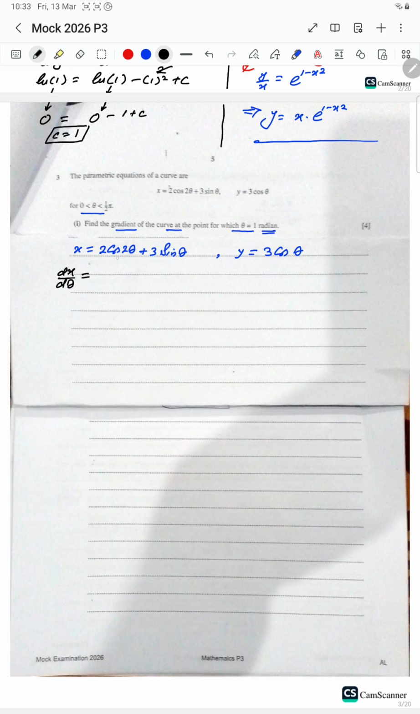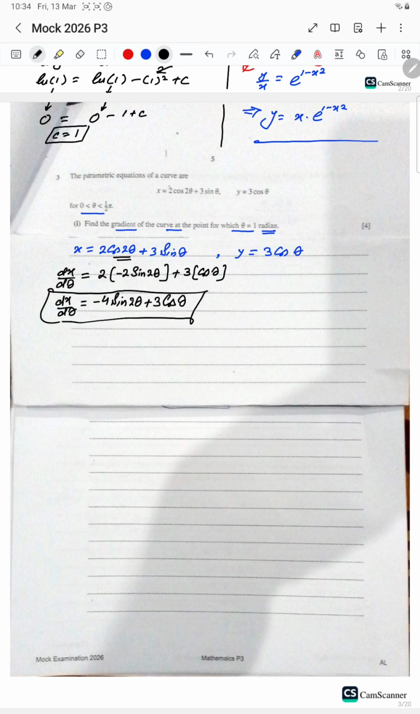before you apply the chain rule. So you know well, 2 will be here. Cos of 2 theta, this differentiates to minus 2 sine of 2 theta, right? And 3 sine of theta becomes cos of theta, as you are differentiating with respect to theta, so the derivative of theta with respect to theta will be 1. So here I will write minus 4 sine of 2 theta plus 3 cos of theta, that is my dx by d theta. Here the first parametric equation has been differentiated.